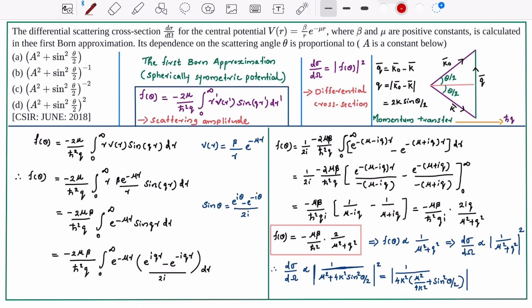That is, put a² is equal to μ² by 4k², so that your equation reduces to dσ/dΩ is proportional to modulus of 1 by a² plus sin² θ/2 whole square, or we can say dσ/dΩ is proportional to a² plus sin² θ/2 all raised to minus 2. That is, from the given options, option C is the right option.